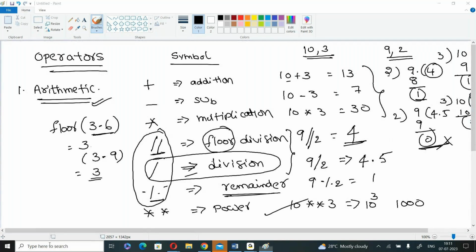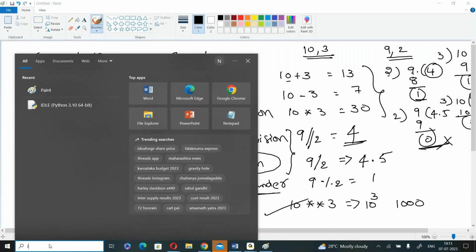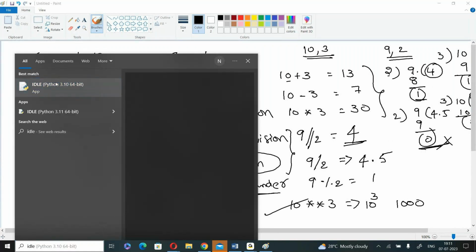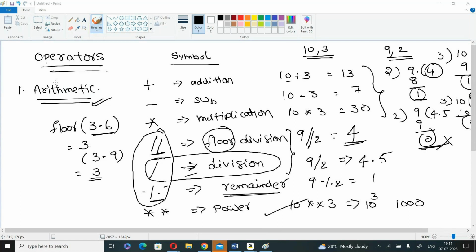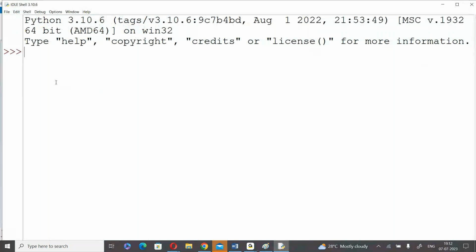Now I will open IDLE. Click on IDLE. Now check step by step. 10 plus 3. The answer is 13. In Python, this is the advantage. Interactive. Directly we can give the input and get the output. 10 plus 3 is addition, 10 minus 3 subtraction, 10 into 3 multiplication, 10 double star 3, double star means power.